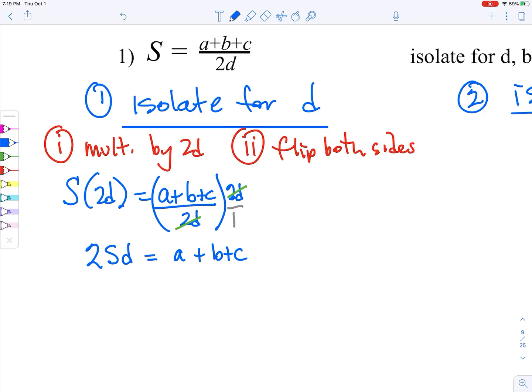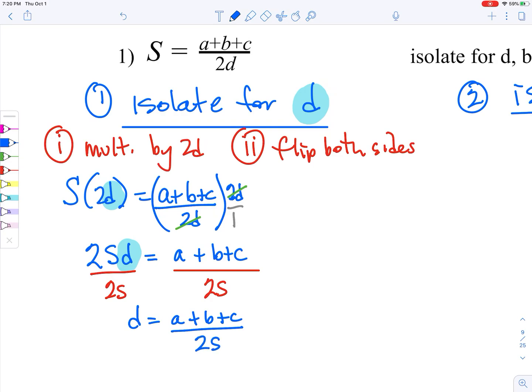I want D by itself. So isolating for D, D is being multiplied by 2S. So we undo multiplying. I would divide by 2S, and I'm going to divide all three of these terms by 2S. And I would get D equals A plus B plus C over 2S. So that's one way of doing it.